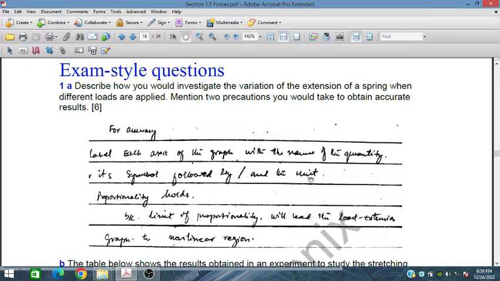Describe how you would investigate the variation of the extension of the spring when different loads are applied. Mention two precautions you would take to obtain accurate results. For accuracy, label each axis of the graph with the name of the quantity, its symbol, followed by a slash, and then the unit. Proportionality holds because exceeding the limit of proportionality will lead the load-extension graph to a non-linear region.